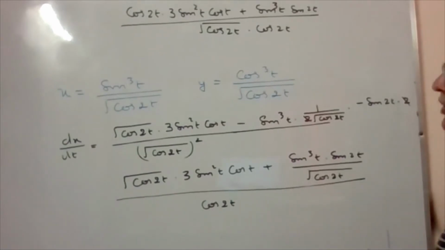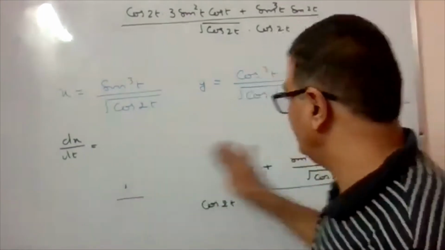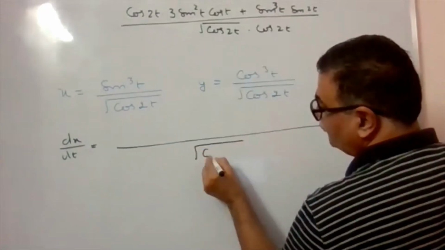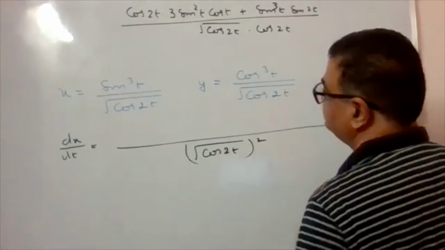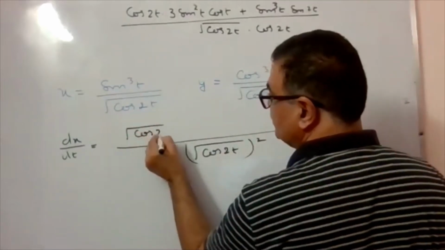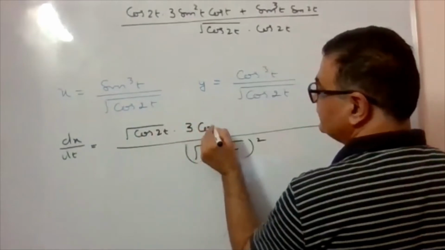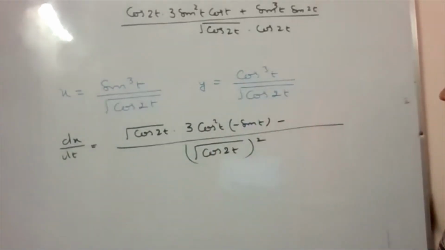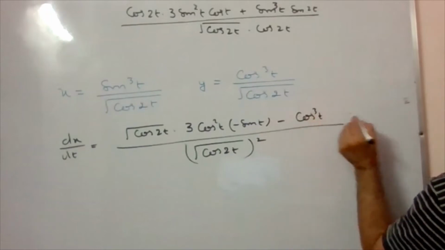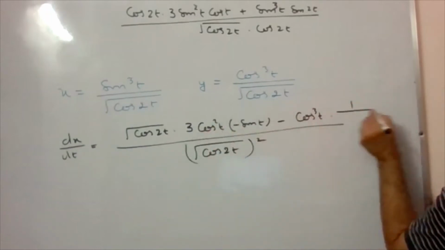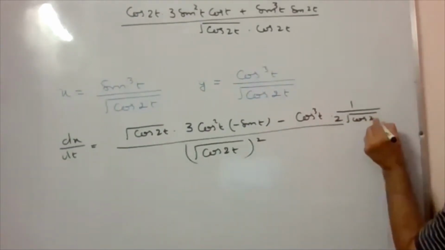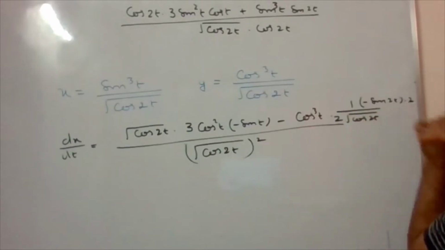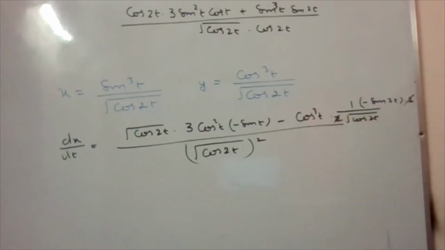Now we go for dy by dt. When you go for dy by dt, again the formula is the same division rule. It will be root of cos 2t whole square. Here it will come root of cos 2t into 3 cos square t into minus sin of t, minus cos cube t into derivative of under root cos 2t, which will be 1 by 2 under root cos 2t. And derivative of cos 2t will be minus sin 2t into 2. This 2 and this 2 again cancel out.